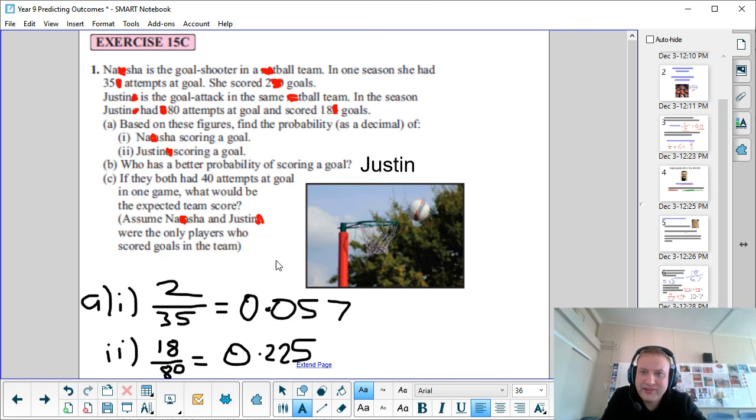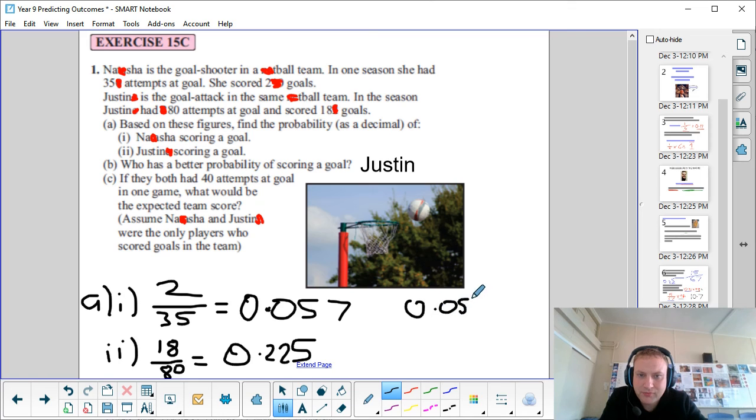And then into today's work. All right, so you should be able to make your fractions, no worries. You've had a couple of lessons on that. But today's work is now extending on that. If they both had 40 attempts at goal in one game, what would be the expected team score? Because they're the only guys having a shot for goal.